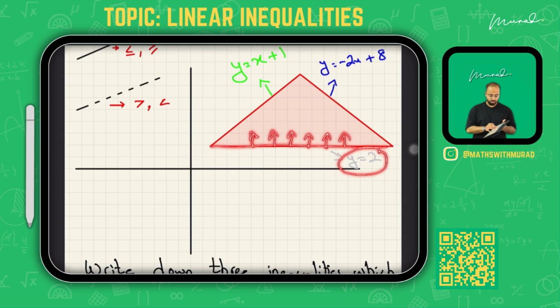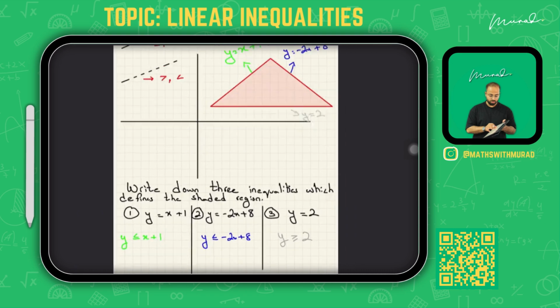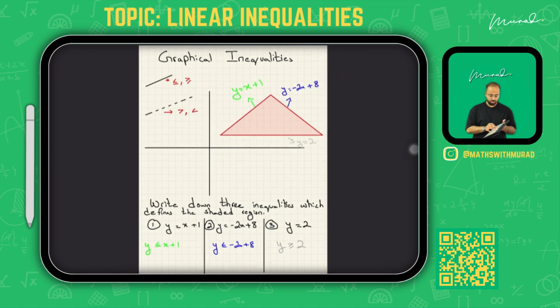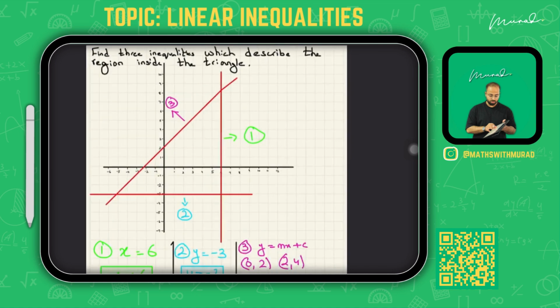So upward means you will change this sign into greater than or equal to. Why greater? Because it was upward, and the equal to because this was a solid line. So these three equations, as you can see over here, change into these three inequalities. So that's why you can easily define your region. Okay, so now we are moving towards the next example.